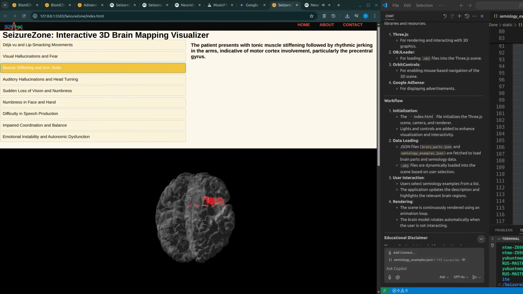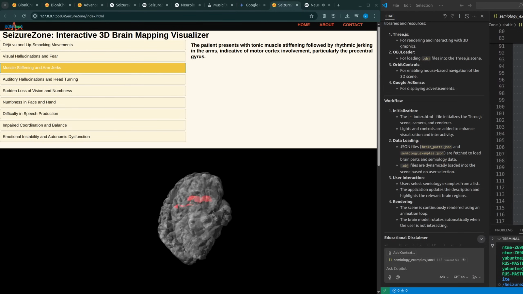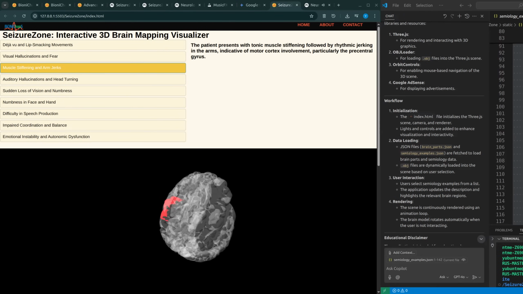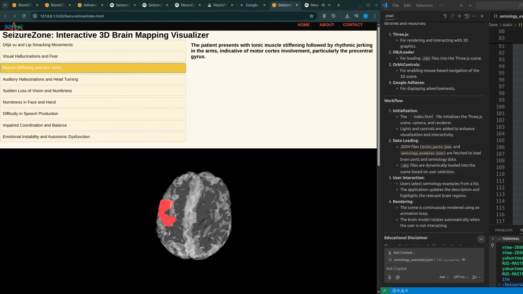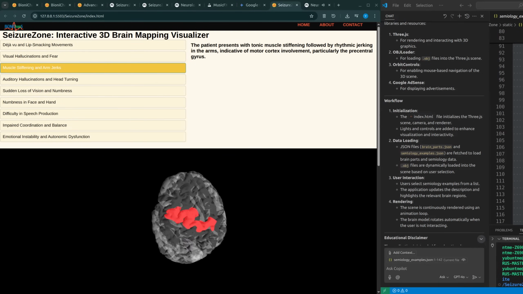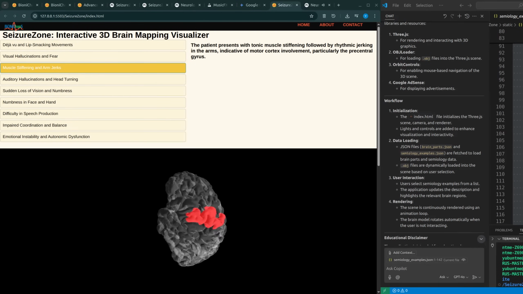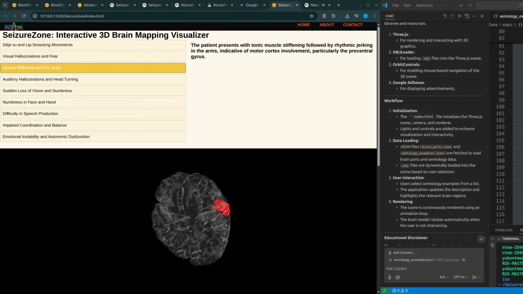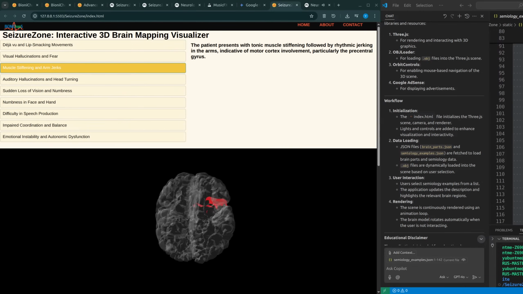That's the tonic part. Then, as the seizure activity fluctuates, becoming more rhythmic in its abnormal firing, the signals to the muscles become intermittent. That causes the muscles to repeatedly contract and relax, the jerking or clonic phase. It's a direct physical manifestation of the electrical storm in the motor cortex. Direct link. Motor cortex chaos equals body spasms.